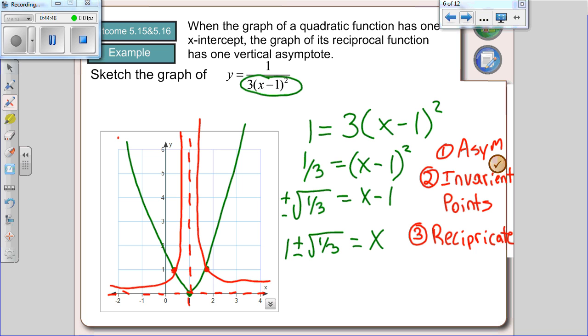So if you're like, okay, I've got my green graph, I've got my asymptotes, I've got my invariant points right here, and you're not sure what this graph looks like still, and you don't remember that it looks like that, you can pick any point you want, any y value. So pick y equals 2. Okay, where is y equals 2? Right there. Now reciprocate y equals 2. So now it's 1 over 2.